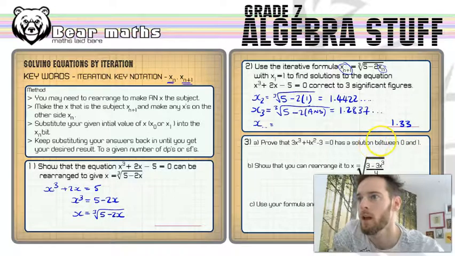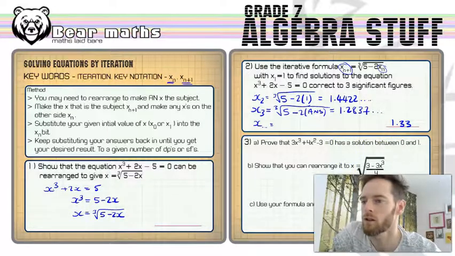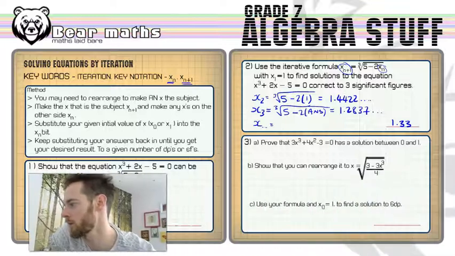And it could be 6 decimal places or whatever you need to round it off to. Just do it enough times to get the answer that you need. Okay. Right, move myself over and we'll have a look at question 3.